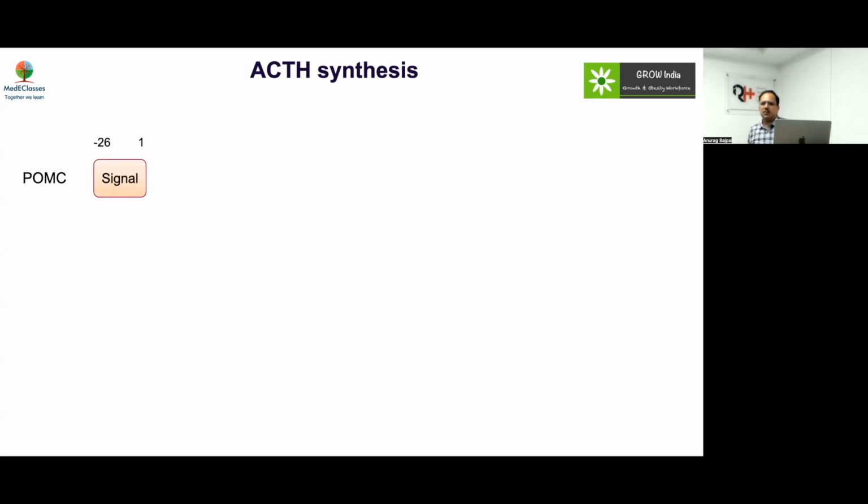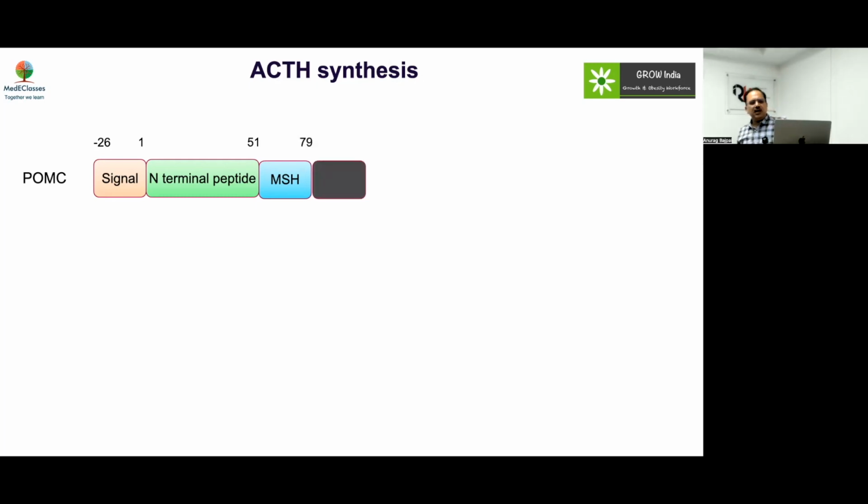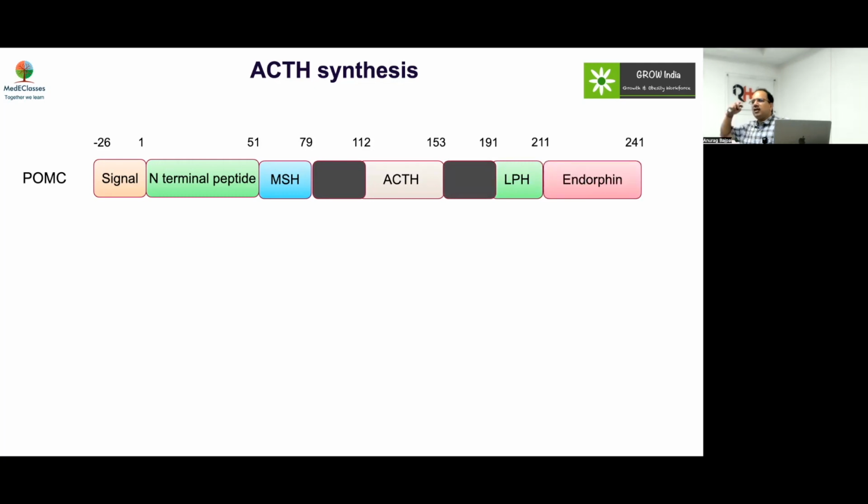ACTH is basically produced as a pro-hormone, the pro-opiomelanocortin, which we discussed. The name itself says opio, which means the opioids; melano, which basically means pigmentation; and cortin means the cortisol secretion. So you've got the MSH, which is the melanocyte stimulating hormone. Then you have got the ACTH in that segment. And finally, you have got the endorphin and the LPH, which are the opioids. These are the major products which come from the POMC pathway.